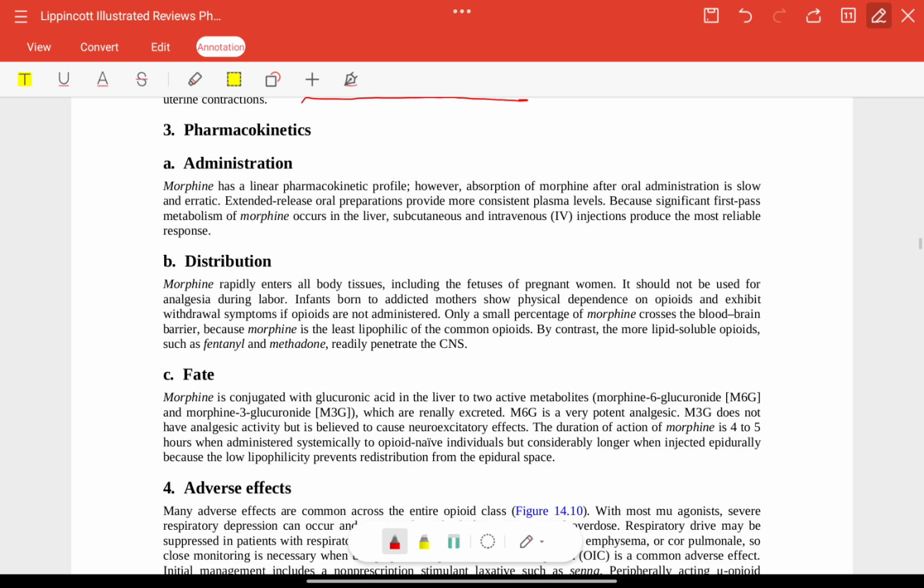Now, pharmacokinetics: oral administration is slow. Extended release preparations are present, and subcutaneous and IV administration is also given. Distribution: it rapidly enters all body tissues, and it undergoes glucuronidation in the liver to 2 metabolites.